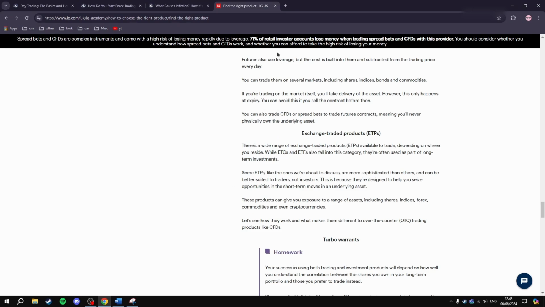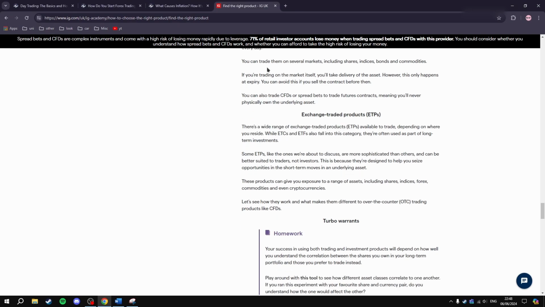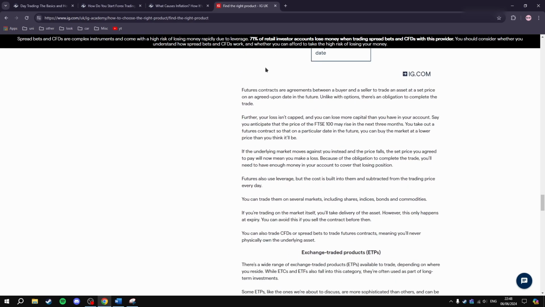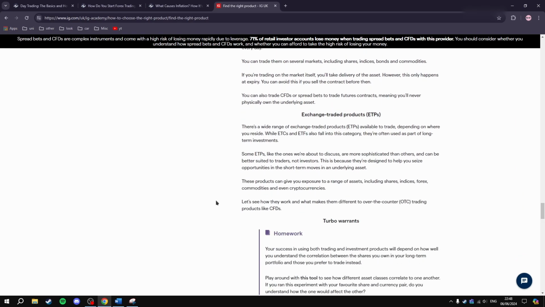You can trade futures on several markets, including shares, indices, bonds, and commodities. If you're trading on the market itself, you can take delivery of the asset. However, this only happens at expiry. You can avoid this if you sell the contracts before then.